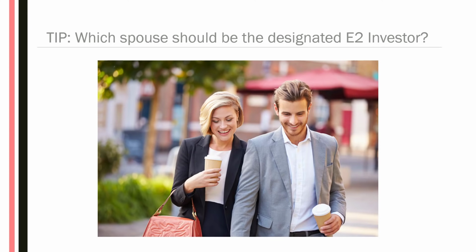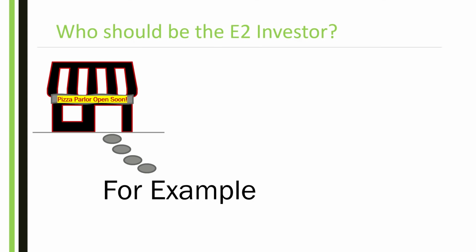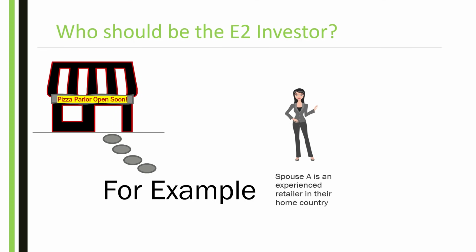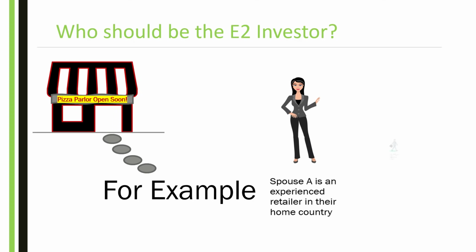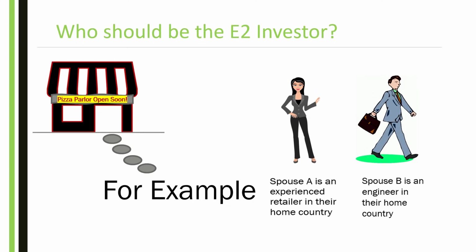Here's a tip. Consider which spouse should be designated as the investor. If one spouse wants to, or is better suited to working outside of the investment business, the other spouse should be the investor. For example, Spouse A is an experienced retailer. Her husband, Spouse B, is an engineer. The spouse who is an engineer might be better suited to working outside of the investment with the potential to earn as much as, or more than, if the couple worked together in the E-2 business.